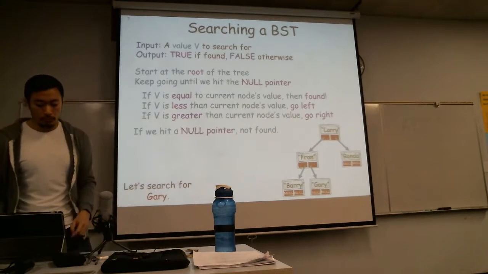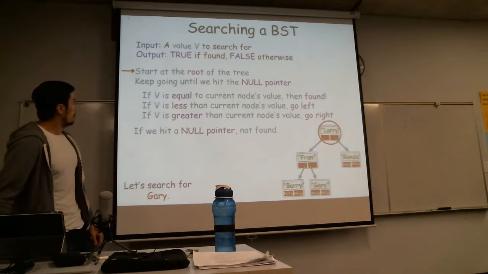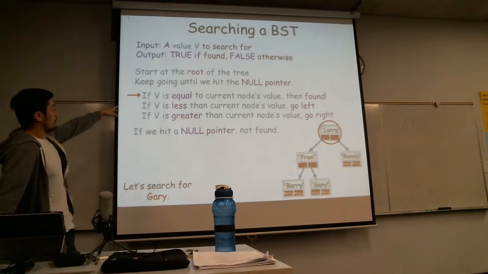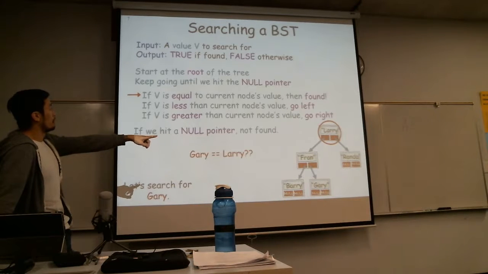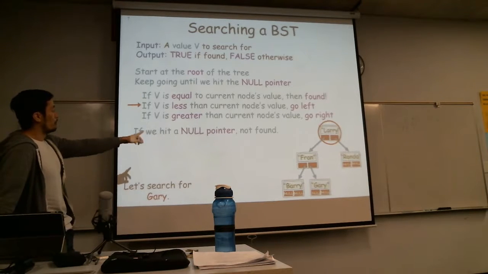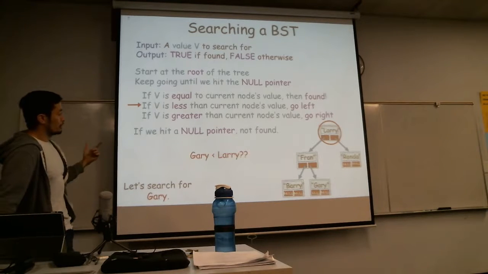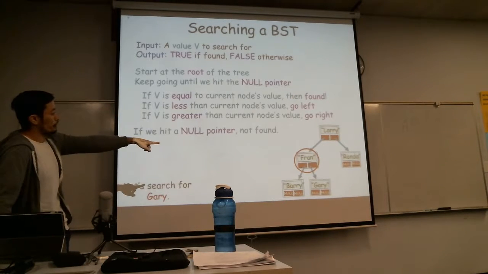Let's go through a couple examples. So if we search for Gary, boom, we start at the root. V is, well, Gary's not the same as Larry, despite the fact that they rhyme. And so no. If we remember our alphabet, Gary is less than Larry, so we go left. Boom. We go back to the top of the loop. For this particular node, Fran.